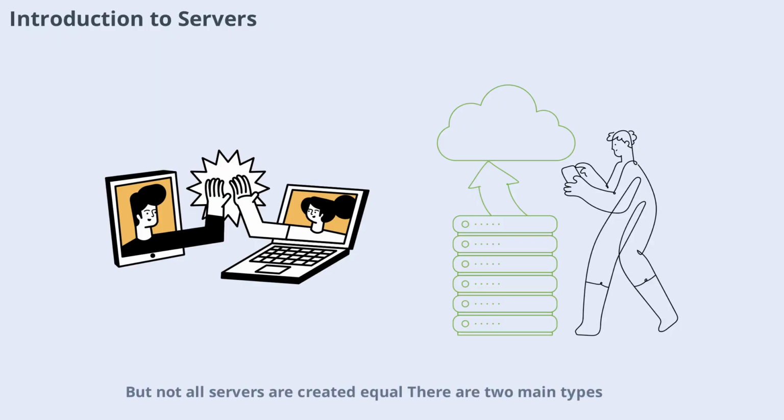There are two main types: physical servers and virtual servers. Each has its own strengths, weaknesses, and ideal use cases. In this video, we'll break down the differences, explore how each works, and help you understand which might be the best fit for different needs.